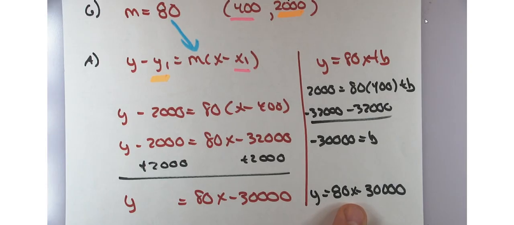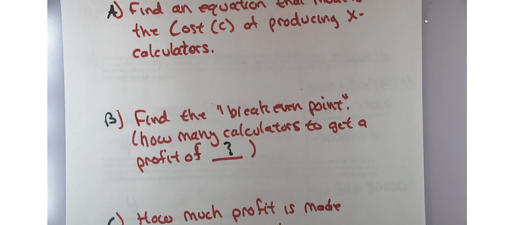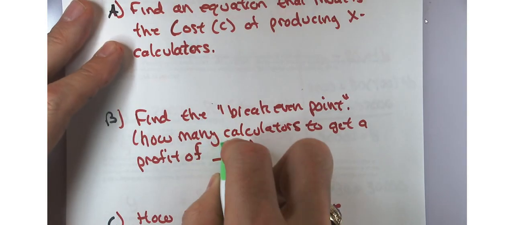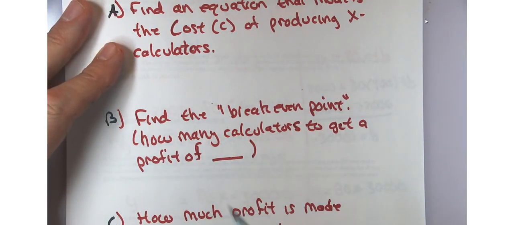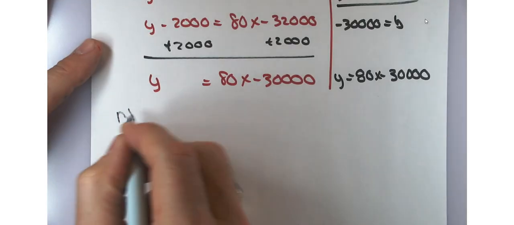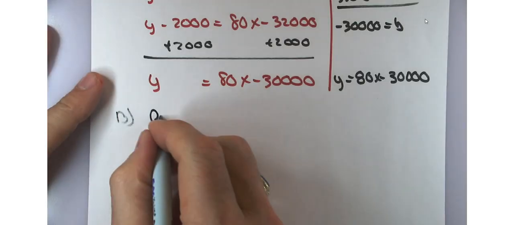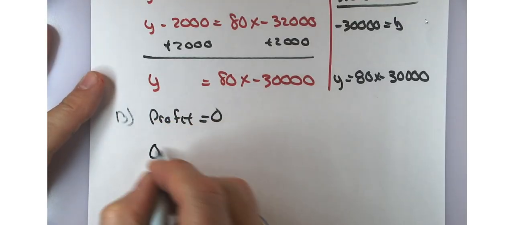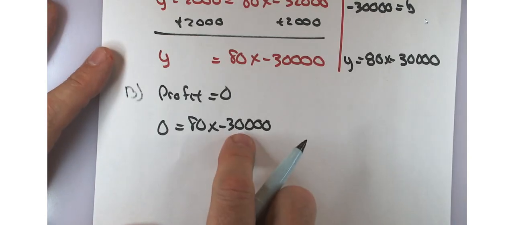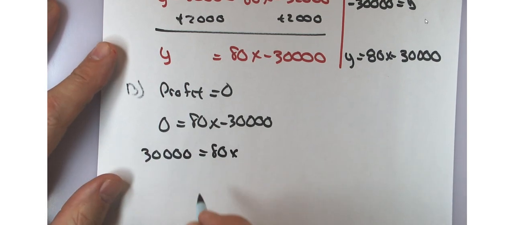What does it mean to have a break-even point? What do I mean by the break-even point in producing those calculators? What should be your profit if you break even? 0. So if I want to find the break-even point, that's going to mean the profit is 0. Profit equals 0, so that means 0 equals 80x minus 30,000. Let's move the 30,000 to the other side. And then solve.